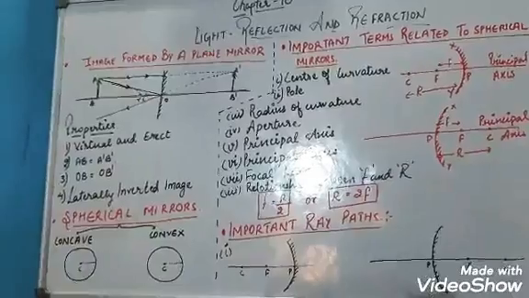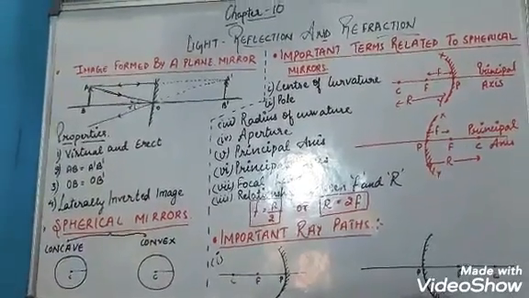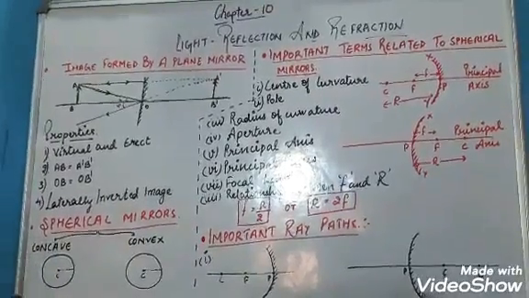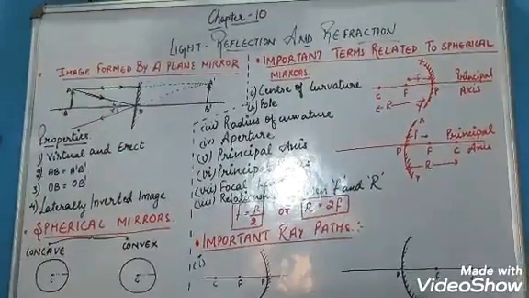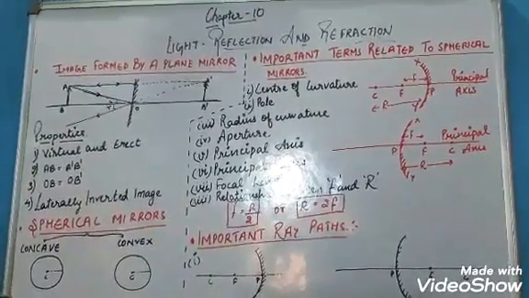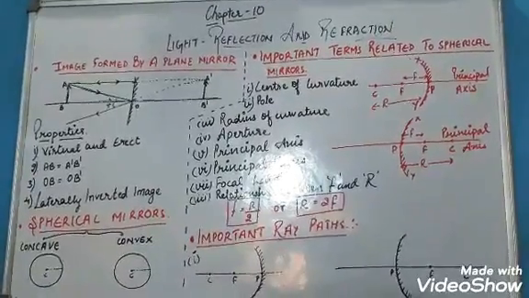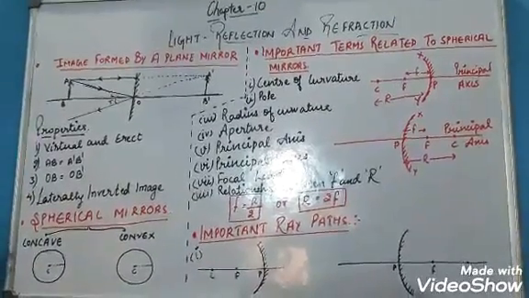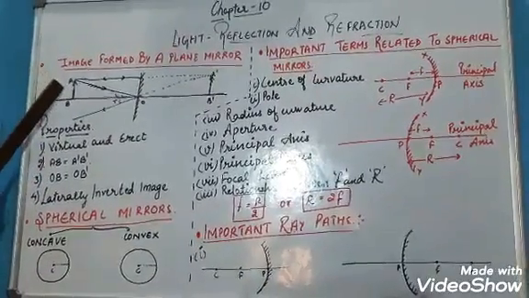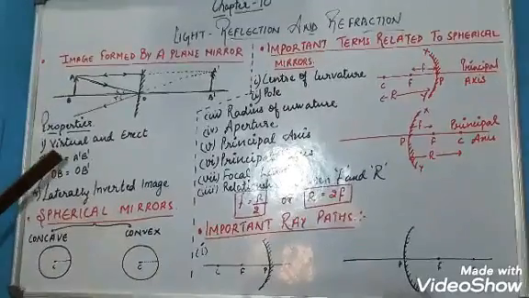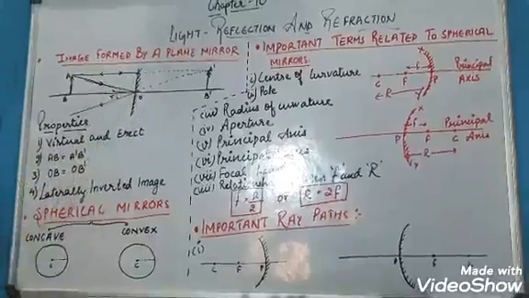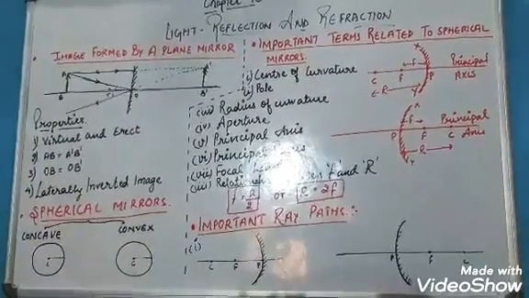And what is erect? Erect means the direction will not change. That means the head which is at the top will remain at the top and your legs will remain at the bottom. Or simply you can say the directions will not change. Next, AB is equal to A dash B dash. AB is the height of the object, A dash B dash is the height of the image. That means the size of the image will remain the same as the size of the object.